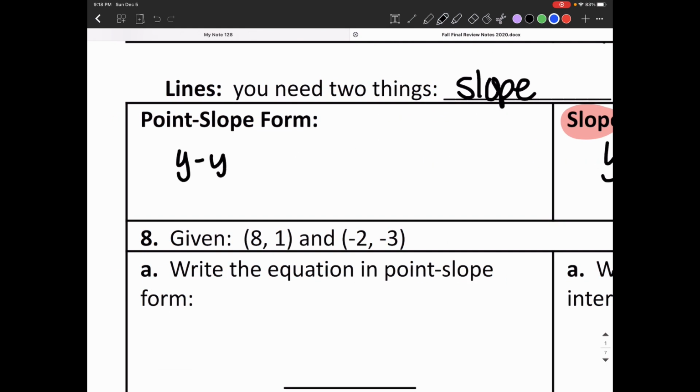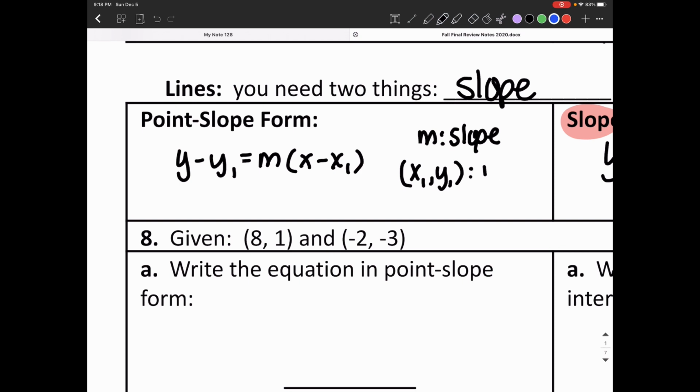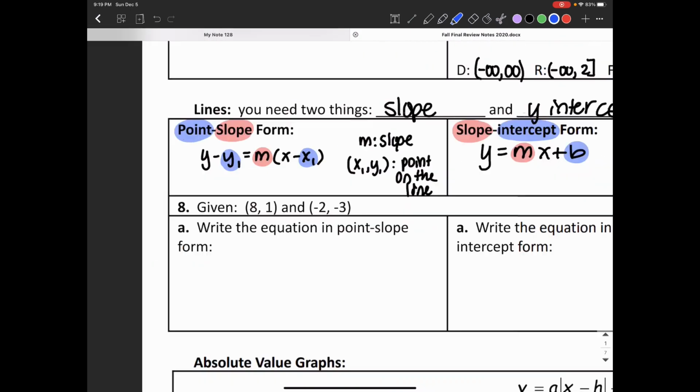Point slope form is y minus y1 is equal to m times x minus x1. And the m here, again, is slope, and the x1 comma y1, this is a point on the line, any point on the line. So here I see it's point slope form. I have the slope and I have a point. This is the point, x1, y1.